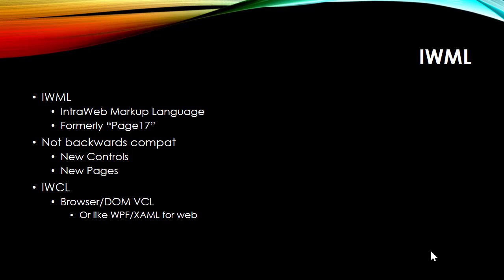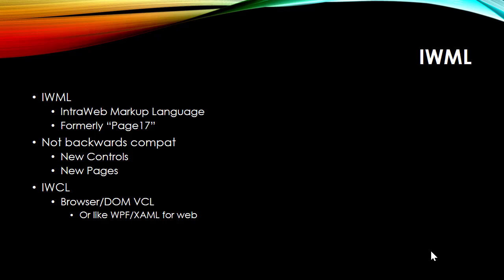So IWML stands for the IntraWeb Markup Language. Formerly we referred to this as page 17, which we're not going to use anymore. It is now IWML. It is not backwards compatible, but remember it can run side by side. There are new controls and new pages. The biggest effect is going to be to control authors, and there's simply no way that we can make the old controls run in the new framework. It really just is not possible. It would be like trying to make Commodore 64 games run easily within a WPF application. Sure, you could come up with virtualization or something, but it's just really not meant to do that. You couldn't take individual pieces of it and drop them on. So we really need to move to a new framework if we're really going to move forward with IntraWeb.